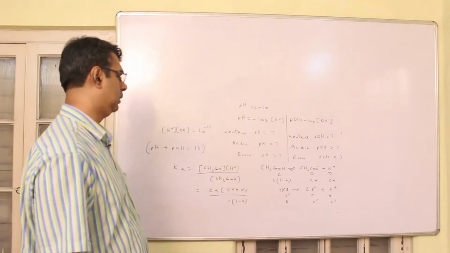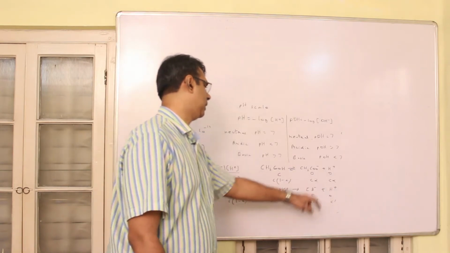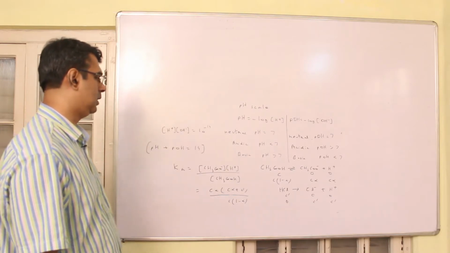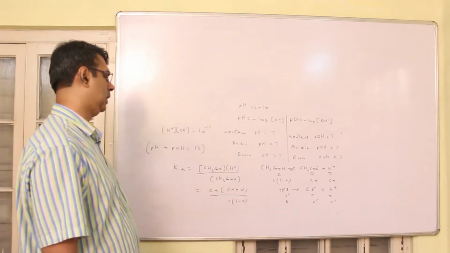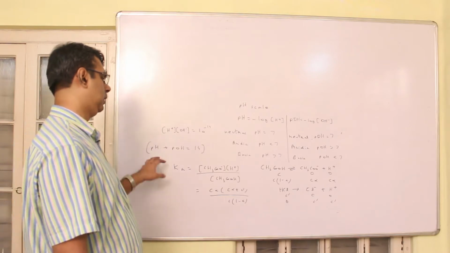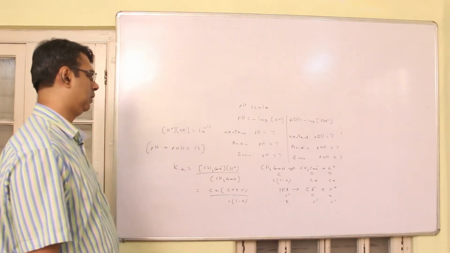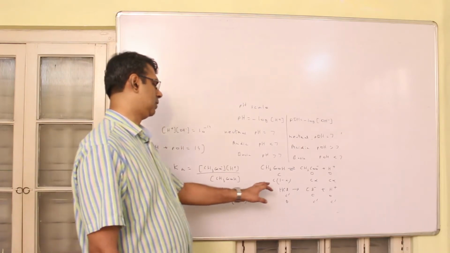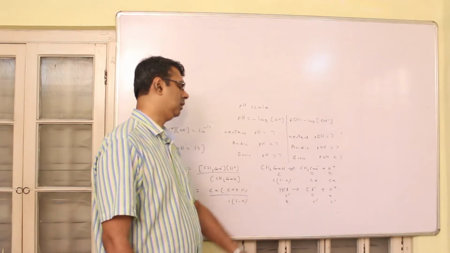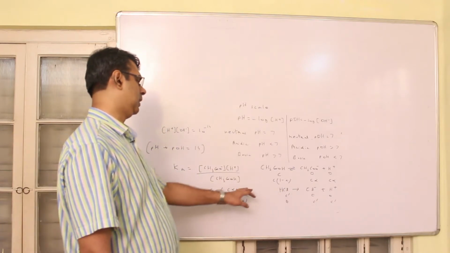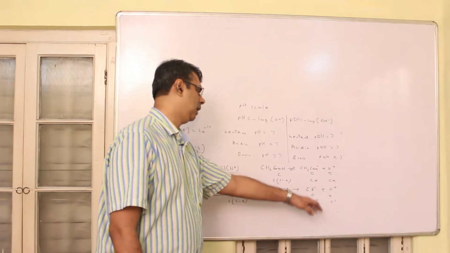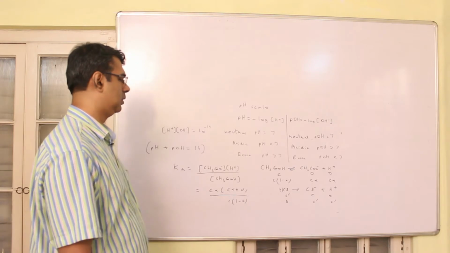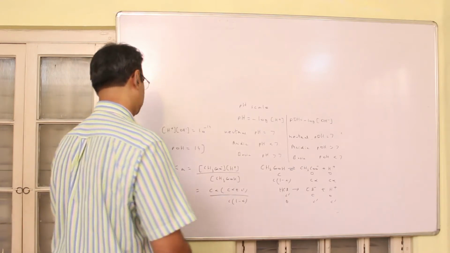And why did this happen? Because HCl has a common ion, H plus, with acetic acid. This particular phenomenon is known as the common ion effect. So the common ion effect says that the degree of dissociation of a weak electrolyte can be decreased by adding to its solution a strong electrolyte having a common ion. In this case, the strong electrolyte is HCl and the common ion is H plus, and due to the addition of HCl, the degree of dissociation of acetic acid has decreased.